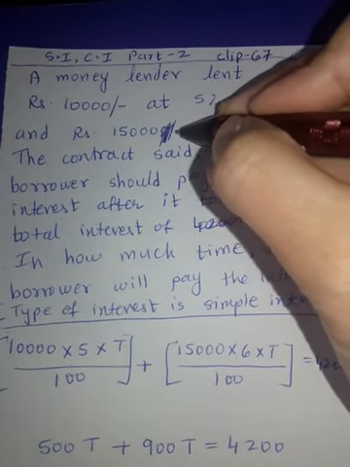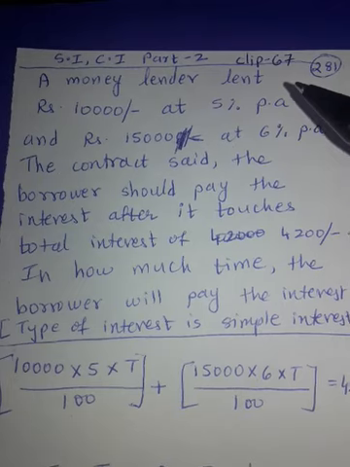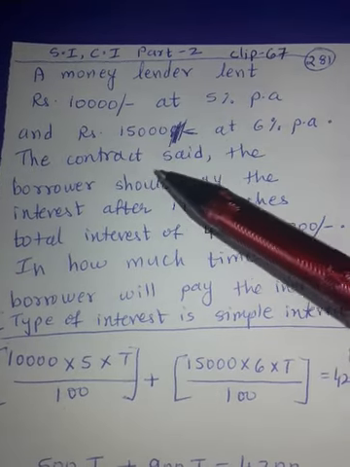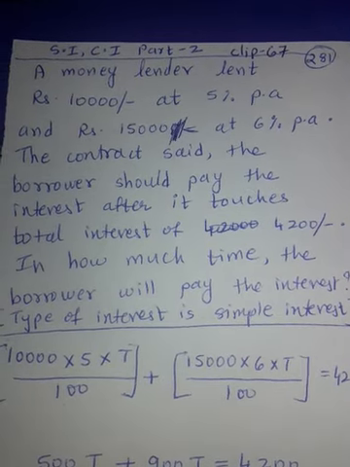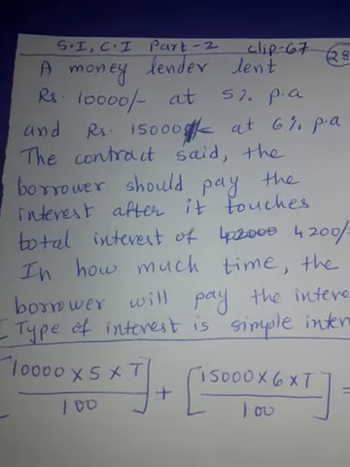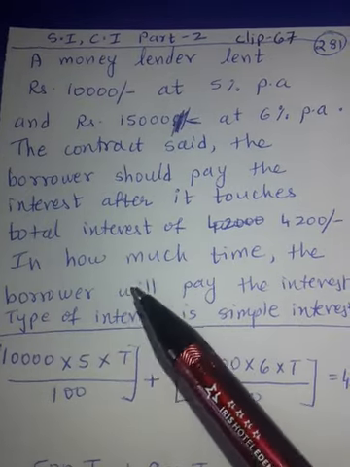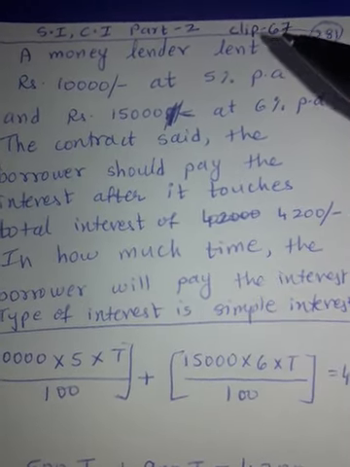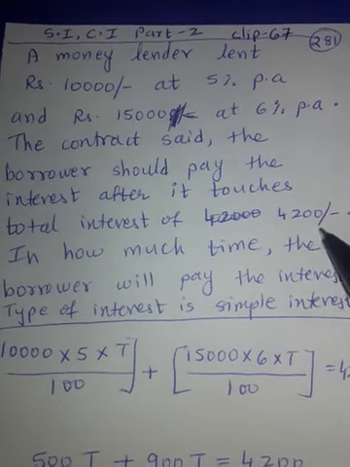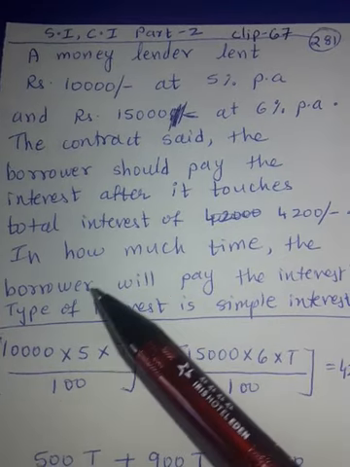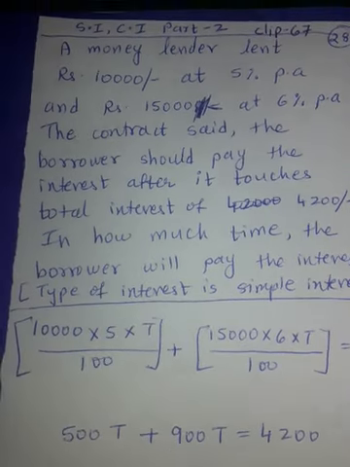So what does this example mean? There is a money lender who has lent two different amounts. One is 10,000 and other is 15,000. 10,000 at a rate of 5% and 15,000 at rate of 6%. Now we do not know that the borrower has borrowed this money for how much time. That is the question. In how much time? But the condition is when the total interest on these two becomes 4,200, at that point of time the borrower should repay the interest.